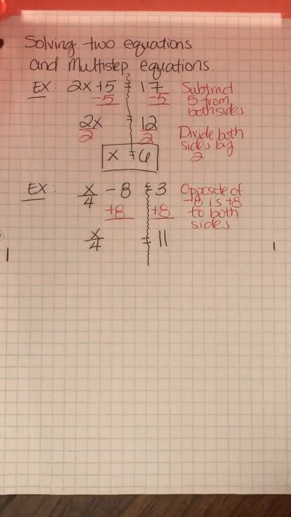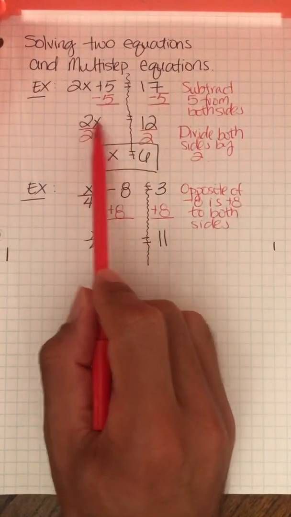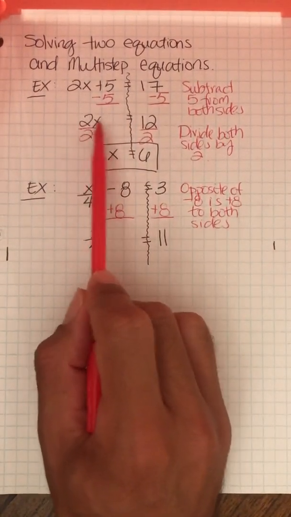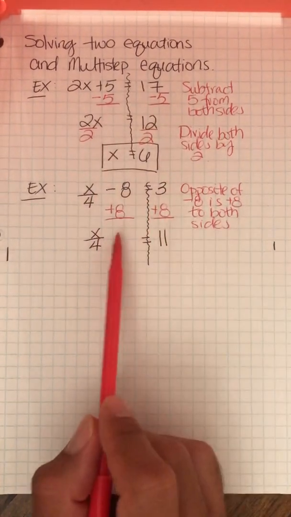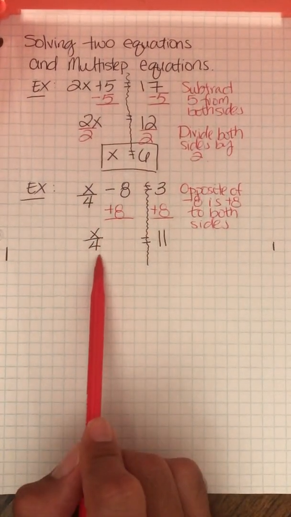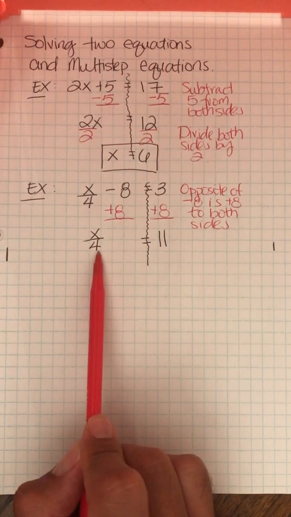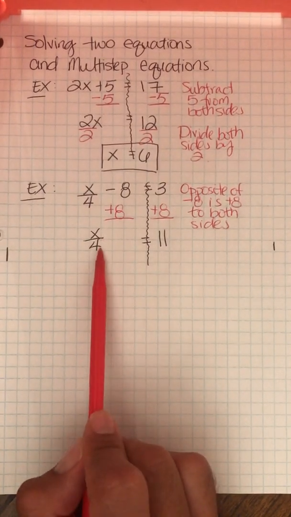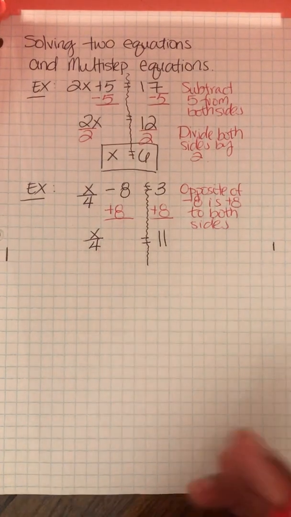And in this first example, ladies and gentlemen, we saw the 2 and the x were together like that, meaning they were being multiplied. Okay? Here, on the other hand, the x is over the 4, meaning it's being divided by. This is the same thing as saying x divided by 4. Well, the opposite of division is multiplication. So we're going to go ahead, ladies and gentlemen, and multiply both sides by 4.